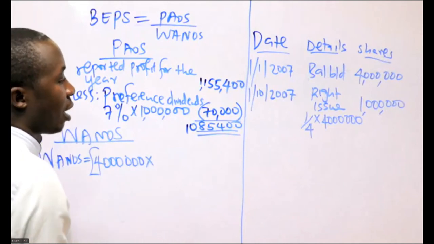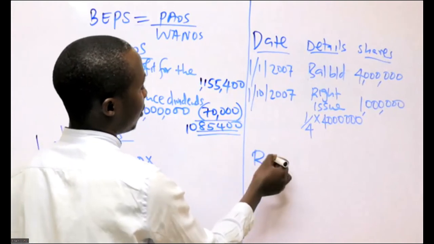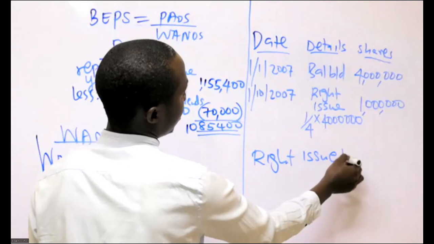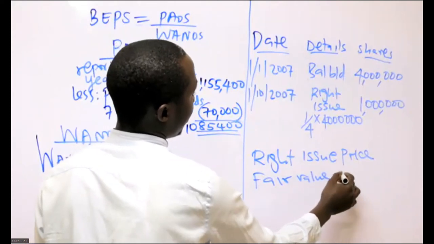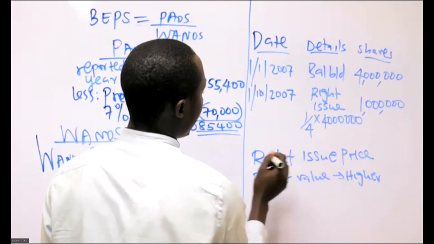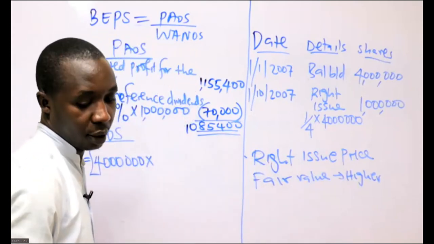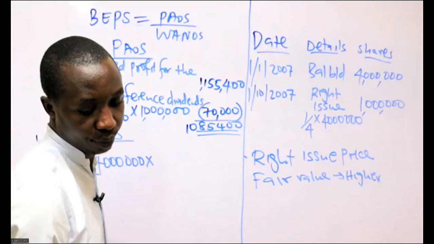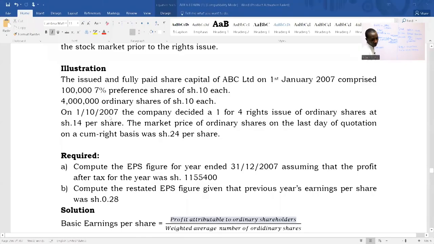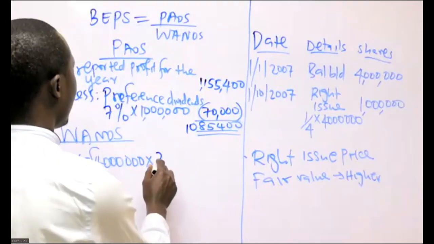Times the fair value. Fair value is obviously higher than the value at which they made the rights issue, higher than the rights issue price. What price did they say it was? 24. That is what they said in this question. On 1st October 2007, the company decided a 1-for-4 rights issue of ordinary shares at 14. The market price of the ordinary shares on the last day of the quotation was 24. So the fair value is 24. So you multiply with 24.